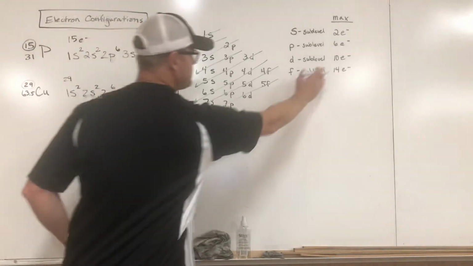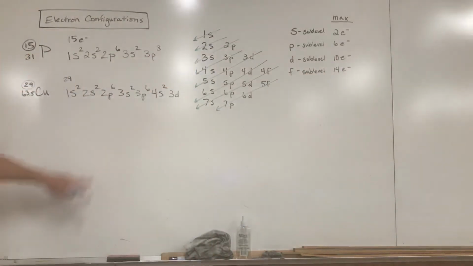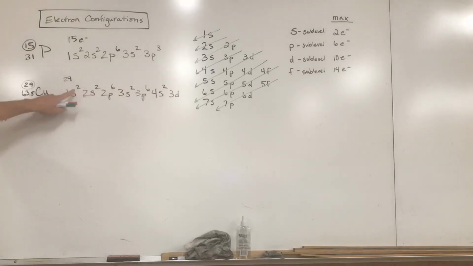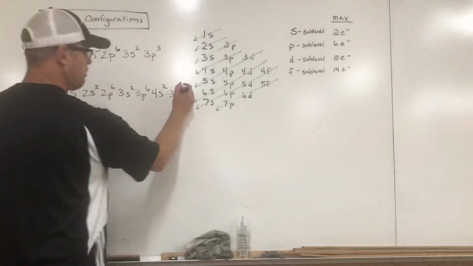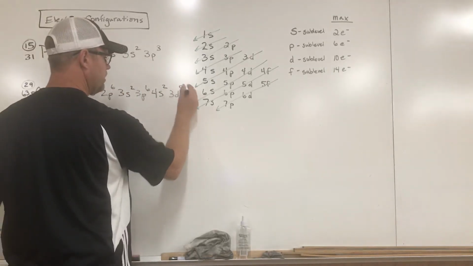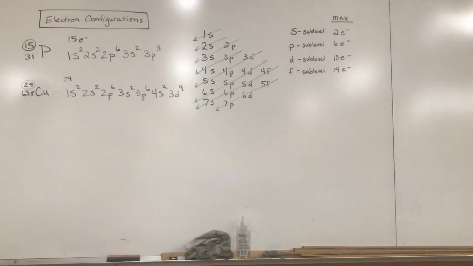A d can hold up to 10. Do I have 10 electrons left to place? No, there were 20 of them here. I've got 9 more to go. So I'll put the final 9 right here. Okay, so that 3d did not fill up all the way, but that's the complete electron configuration for copper.